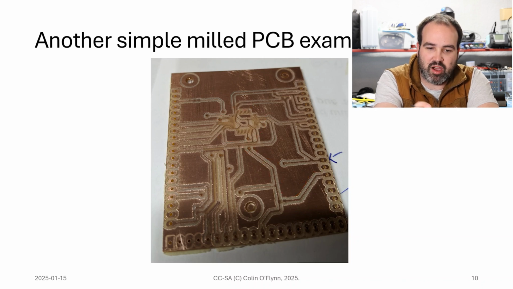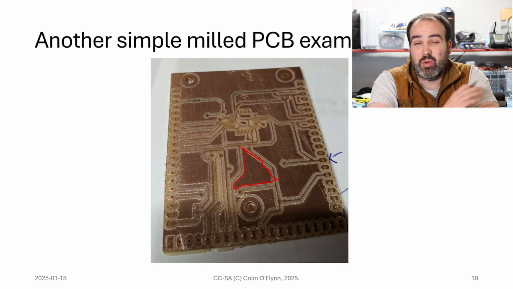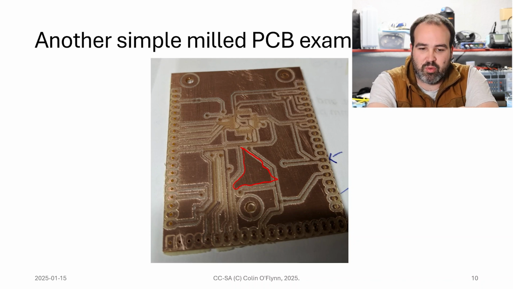And you have some dead copper. One of the things with milled boards is you end up with this dead copper here that's just not connected to anything. You wouldn't normally have that with a circuit board. You'd either have that as a ground or just fully remove it.